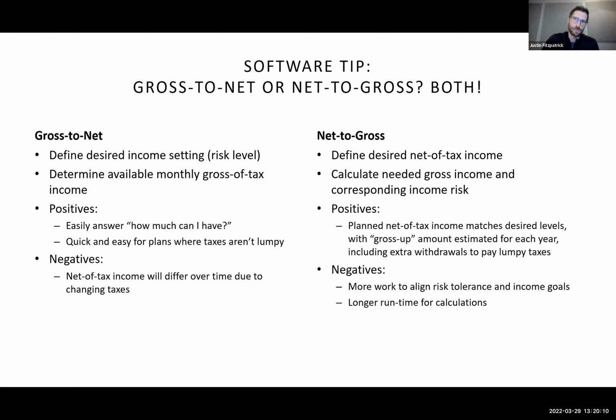Now, both of these are useful for a variety of things. And if you're doing in-depth tax planning, the typical way to run the system would be to start with the default, the gross to net, get a feel for how much income this household can afford, and then put that in as desired income, do a net to gross calculation, and see how that affects the overall plan. Typically, it does affect it somewhat.